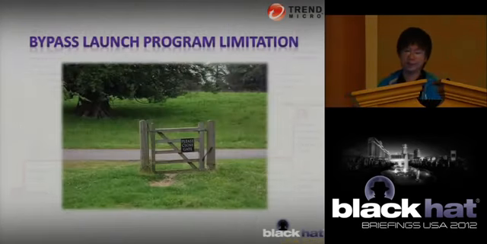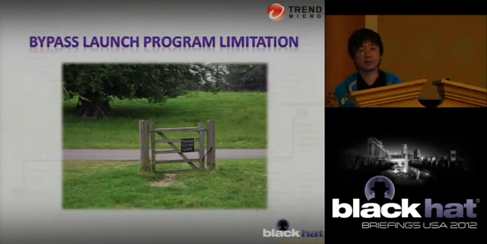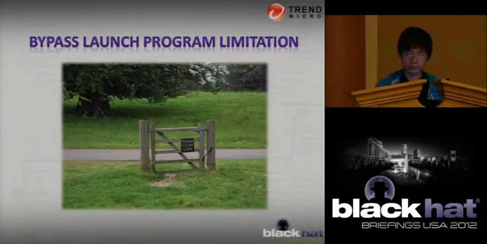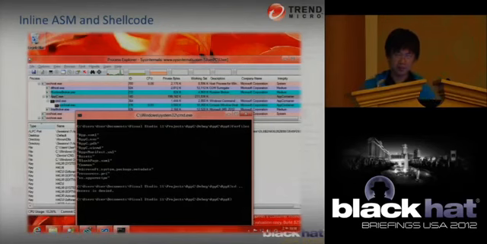Okay, the second, bypass launch program limitation. Basically, it is not allowed to launch an executable program in a MetroStar app. And now I'm going to introduce three ways to bypass program execution. All right, so the first, we can execute any program by inline assembly or writing shellcode.